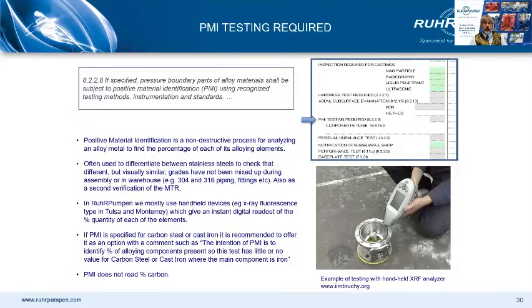It's usually carried out with a handheld gun, X-ray fluorescence type, which gives a digital readout of each of the alloying elements. Results can be uploaded to a computer for record purposes. Note that it's not suitable for carbon steel or cast iron, and it doesn't read carbon content.